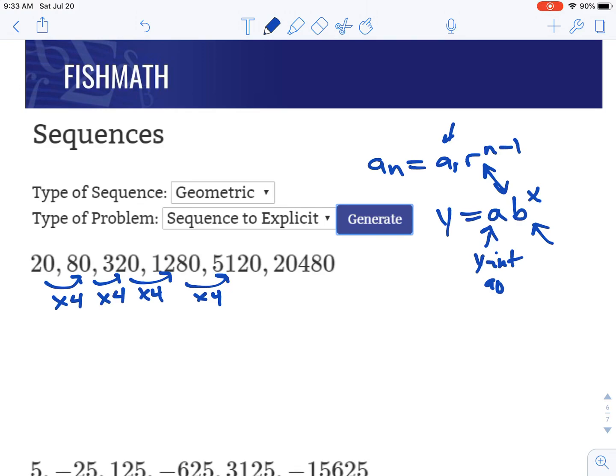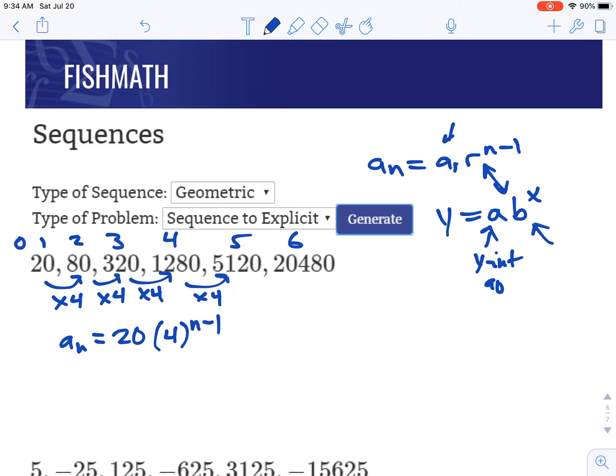So this is times 4 every time, and the first term is 20, second term is 80, etc. Third term is 320, fourth, fifth, and sixth. So using the one from the reference sheet, it would just be a sub n equals 20, the first term, times 4 to the n minus 1. That would be it. That's all you'd have to do.